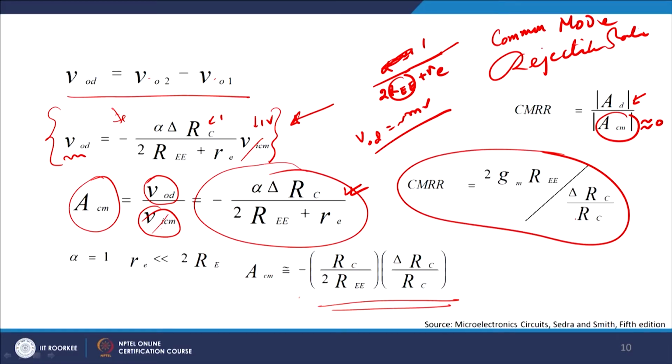So it is 2 GM RE upon delta RC by RC, and this gives you the value of your CMRR. RE is obviously a very large value, GM is also very large, delta RC is very small, RC is also relatively large, of the order of kilo ohms. So you get a very large CMRR, of the order of 10 to the power 5 to 10 to the power 6. Ideally you should get infinity, but this is the order you get for CMRR. The higher the common mode rejection ratio, the better the differential amplifier is at rejecting common mode signals and amplifying differential mode signals.